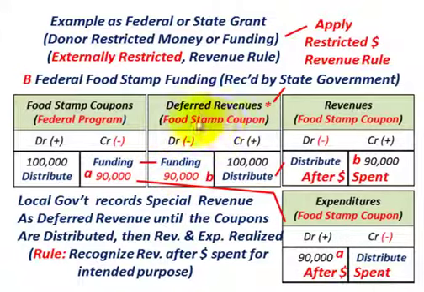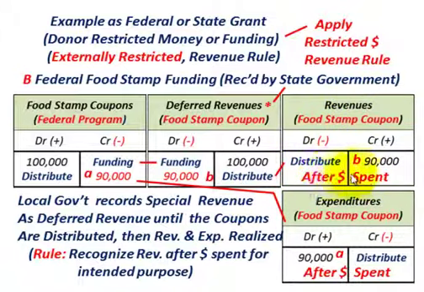Now we're going to distribute $90,000 worth of these food stamp coupons to the recipients of those food stamps. So in our deferred revenues account, we're going to debit that for $90,000, reduce our deferred revenues. And this is the case where we can move it over now into our revenues account and recognize our revenues based on the distribution of those food stamps. So here's after the dollars are spent, now we can recognize our revenues.